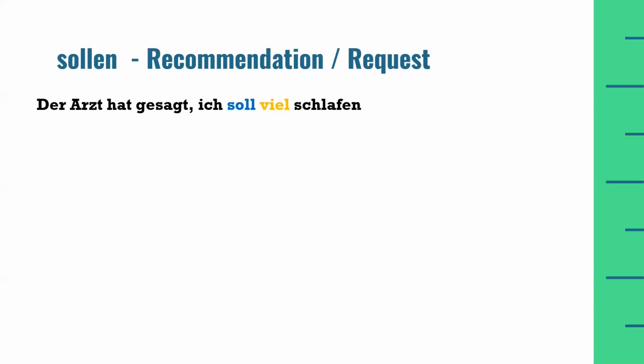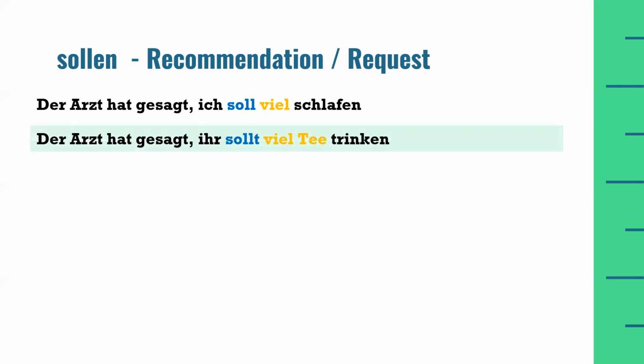And if I look at the second part of the sentence, ich soll viel schlafen, I can see that I have used ich at the first position. Then at the second position, I have used sollen verb and I have conjugated it according to the subject ich. And sollen has become soll. Then comes viel, and I have used the main verb schlafen in the infinitive form at the last position of the sentence.